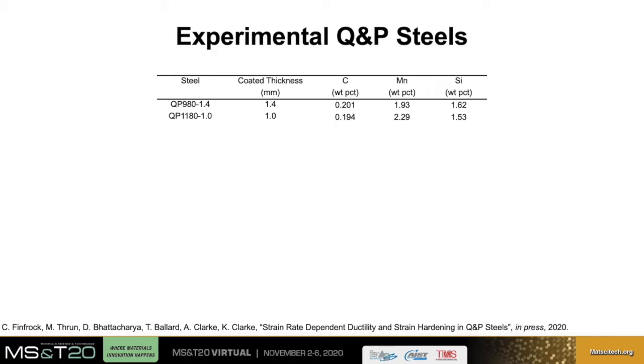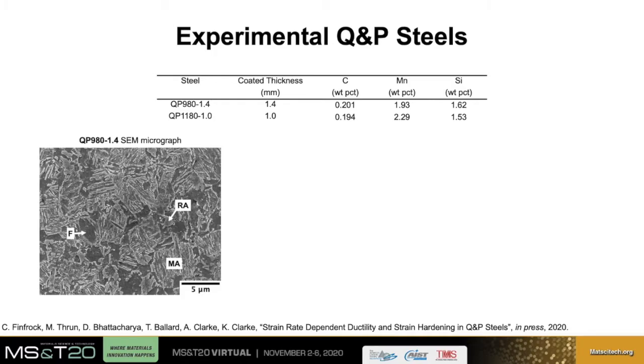Using optical microscopy, we determined that QP980 contains about 20 volume percent ferrite. Meanwhile, QP1180 contains much less ferrite. By X-ray diffraction, we determined both steels contain about 10 volume percent austenite. Comparing the effect of phase volume fraction on strain rate sensitivity is of interest to me. After all, ferrite is highly strain rate sensitive. However, for brevity, I will mostly share results from our QP980 steel today.